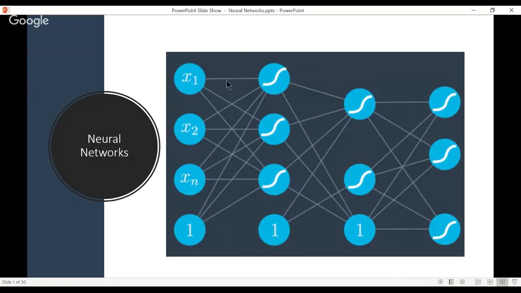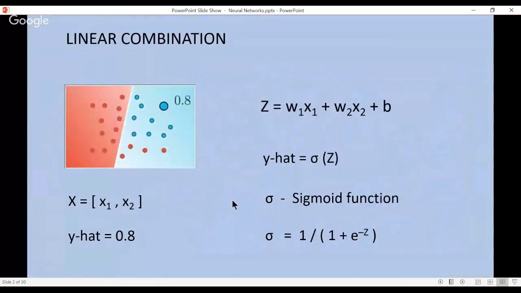So what is a neural network? Why does it look like this? What is it composed of? Let's say there is a classification problem. You have a set of data points, and you want to classify them, whether they are in the red area or the blue area. Each of these data points has two variables, x1, x2, and you want to use this to classify them.